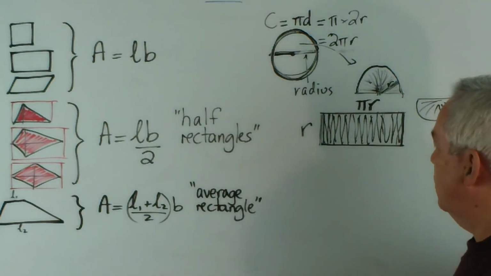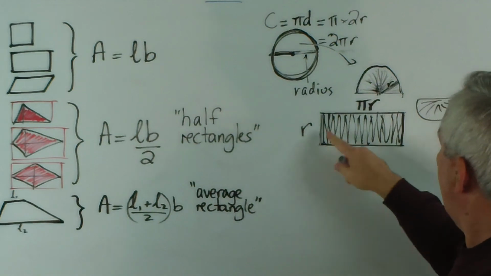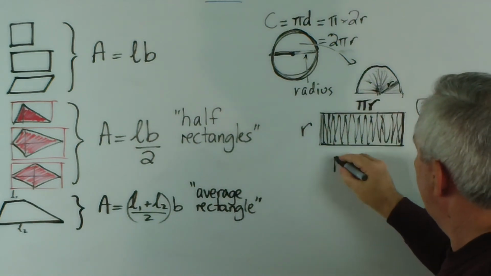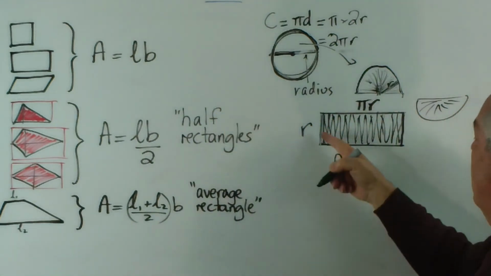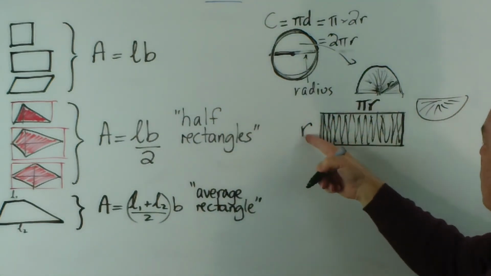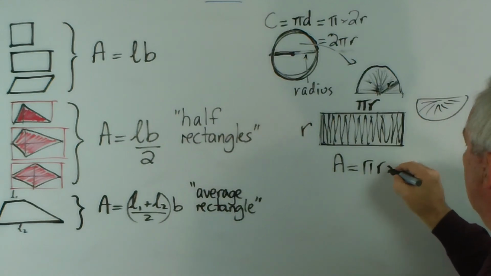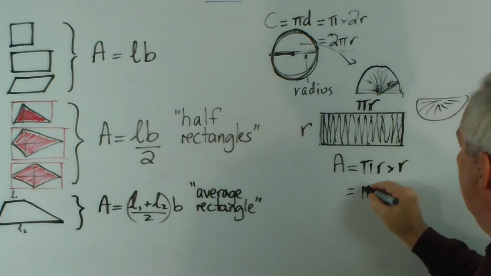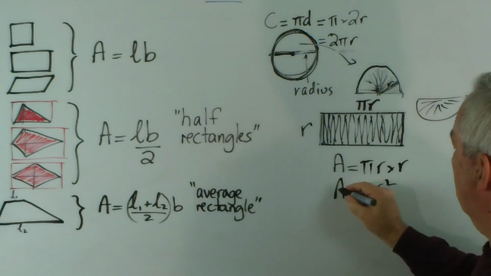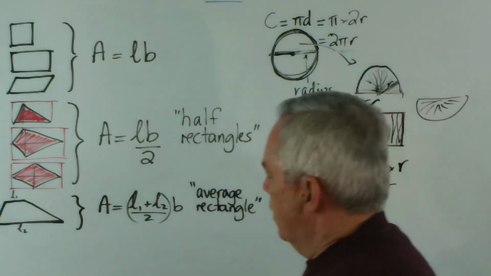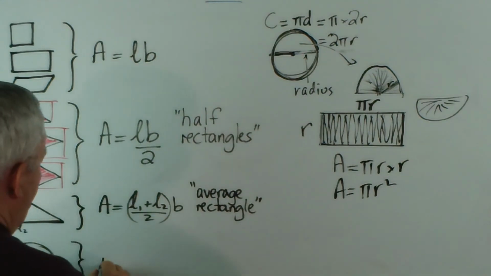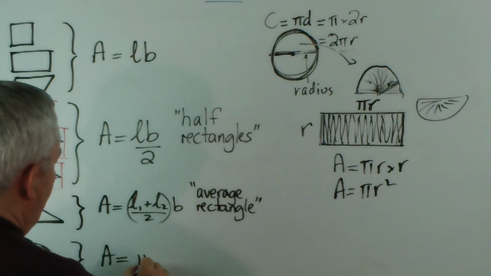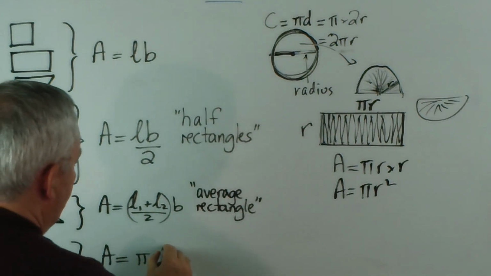What's the area of this rectangle? Well, the area is length times breadth, and the length is pi r and the breadth is r, so it's pi r times r, which is pi r squared. So the last part of our summary is the area of a circle is pi times the radius squared.